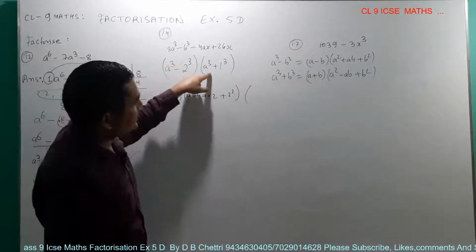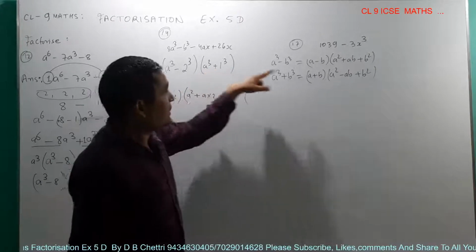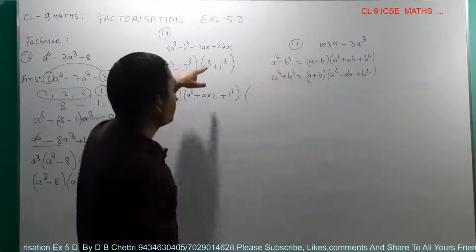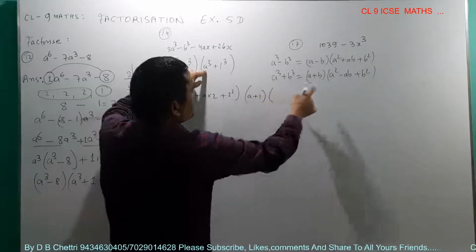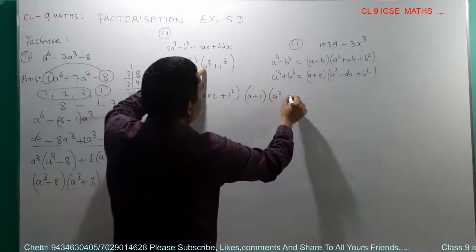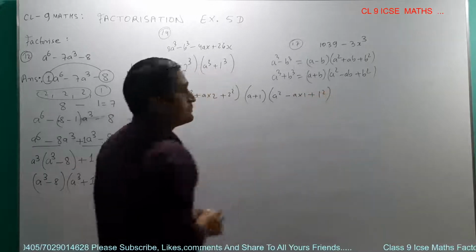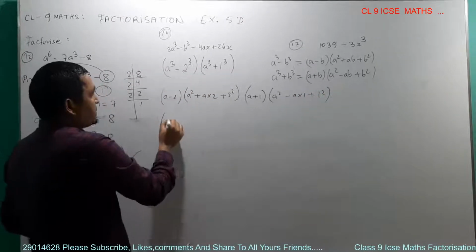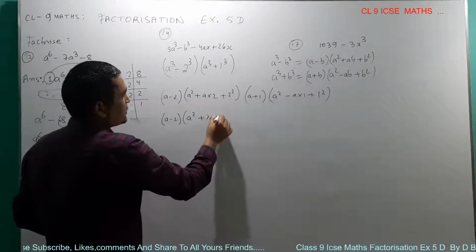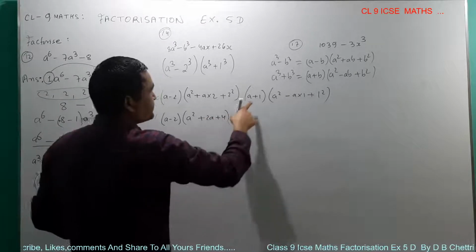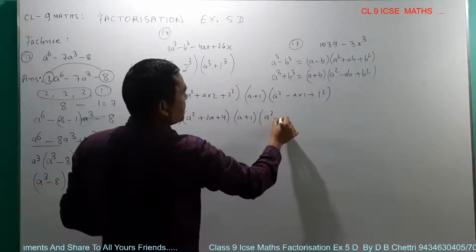Okay, now in this case we are using the plus formula to factorize it. Replace a by a itself in the formula and b by 1. According to the formula, a plus b, that means a plus 1. And the next bracket: a square means a square, minus a into b means a into 1, and plus b square means 1 square. Now once again: a minus 2, a square plus 2a plus 4, then a plus 1, a square minus a plus 1.